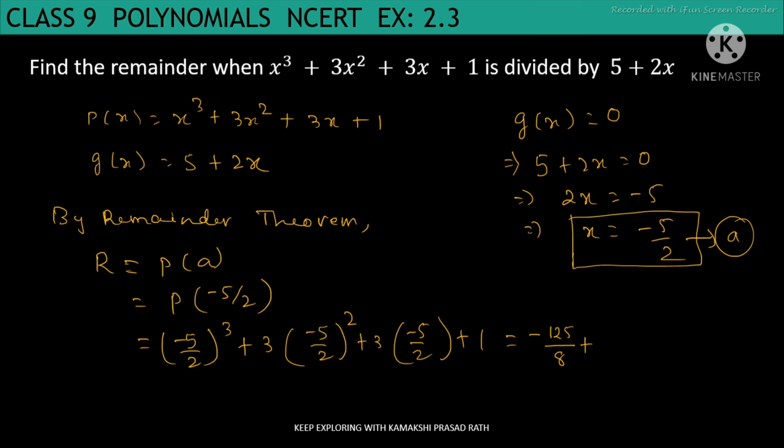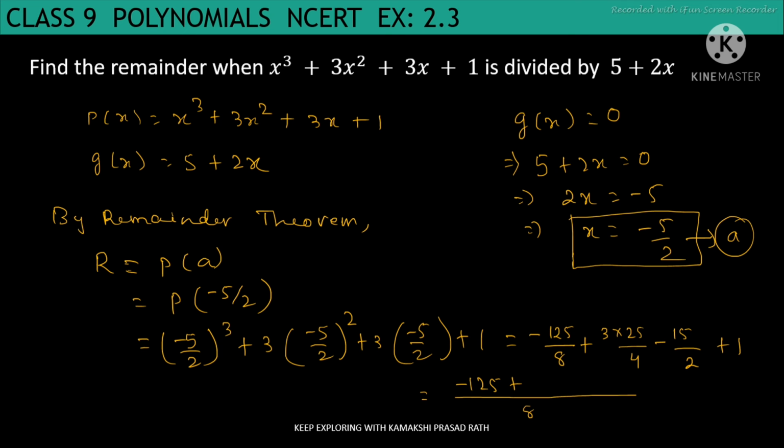Plus, again, the square of a negative is always positive, so 3 multiplied by 5 squared, which is 25, by 2 squared, which is 4. Next, plus into minus, a positive and a negative gives you a negative: 3 fives are 15 by 2, plus 1. So we will solve it here and find the remainder. We can take the LCM of 8, 4 and 2; the common multiple will be 8.